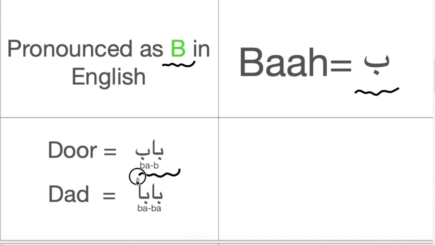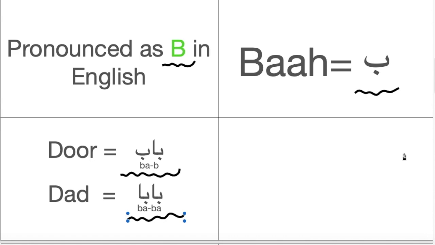I put two words here that start with B. Bab, B, Alif, B, means door. Baba, B, Alif, B, Alif, means dad. So if you notice, guys, I put words that have the first letter and the second letter.